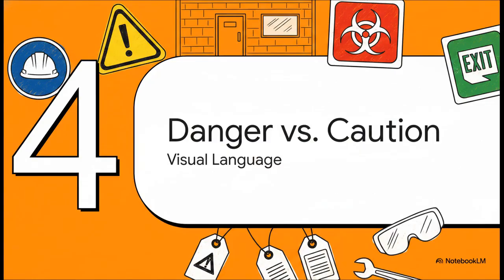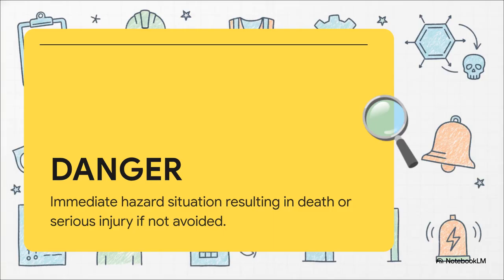Section 4, deciphering danger and caution. Okay, let's shift our audit focus to the visual environment, the signs plastered on the walls and machinery. Safety signs are actually a strictly regulated visual language. According to ANSI standards, the absolute highest warning level is danger. This explicitly indicates an immediately hazardous situation which, if not avoided, will result in death or serious injury. These signs are legally and strictly limited to only the most extreme, life-threatening situations on the factory floor.